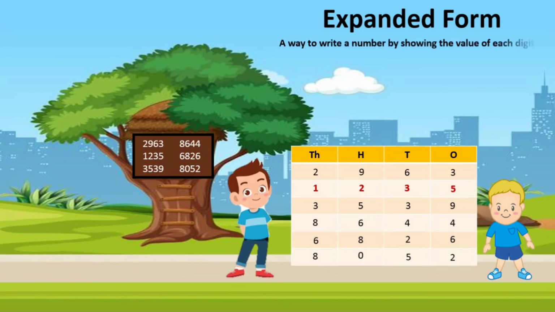Expanded form is a way to write a number by showing the value of each digit with the sign of addition. Like the expanded form of 1235 is 1000 plus 200 plus 30 plus 5. Both the ways to write expanded form are correct, and you may follow any of these ways to write the expanded form.